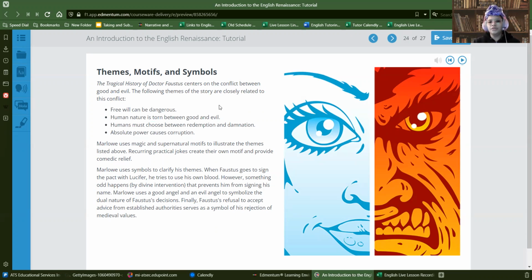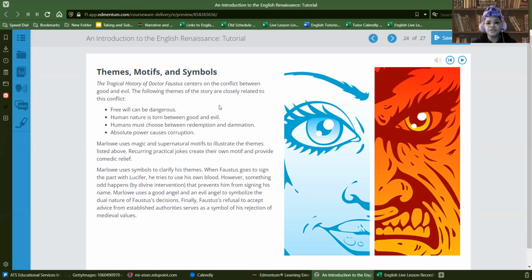Marlowe, the author, uses all of these motifs pretty much to make people think like, yeah, you're supposed to use your free will to overcome sin. But what if you don't? What happens if you don't? And that was a very scary idea for people back then.